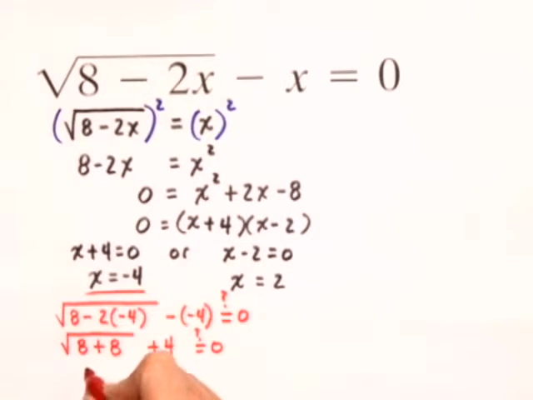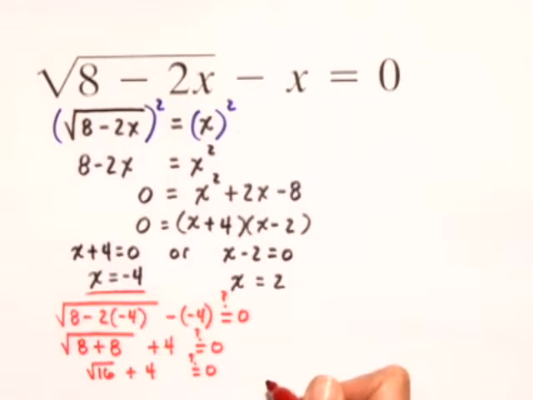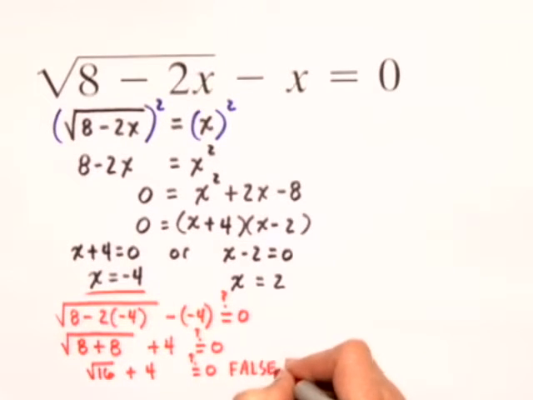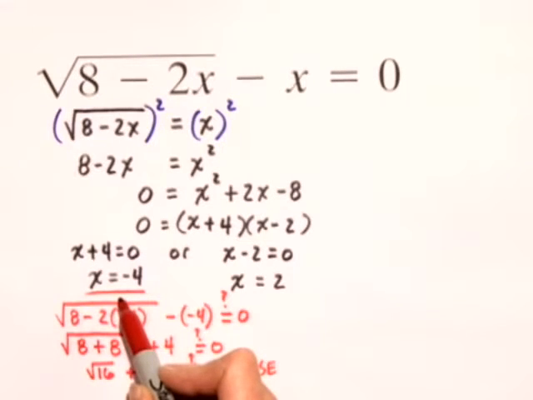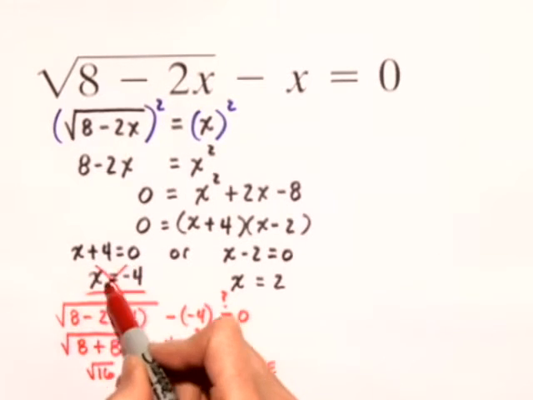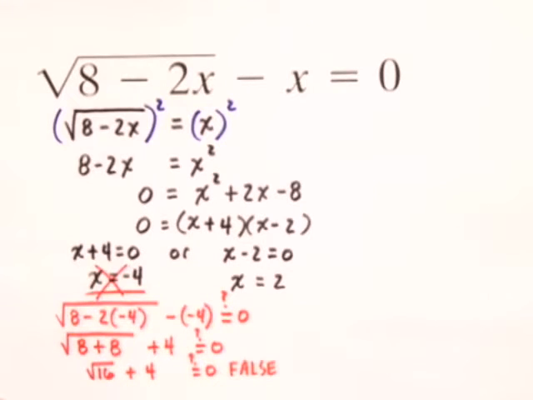Well, we have the square root of 16 plus 4 equals 0. This is not a true statement. This is a false statement. The square root of 16 is 4, and 4 plus 4 is certainly not equal to 0. Since it's a false statement, that means x equals negative 4 is an extraneous solution, and we're going to cross it off from our potential list.